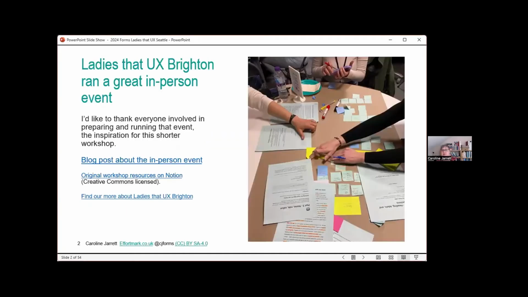So first of all, I'd like to give a shout out to your fellow chapter, Ladies that UX Brighton, because this came out of a great in-person event that they ran, and they very generously made all the materials and ideas available under a Creative Commons license. So if you want to do an in-person workshop, there's some fantastic materials there. And it was so fun that I thought I should share it more widely, and I've riffed on that and done some extra work before bringing it to you today.